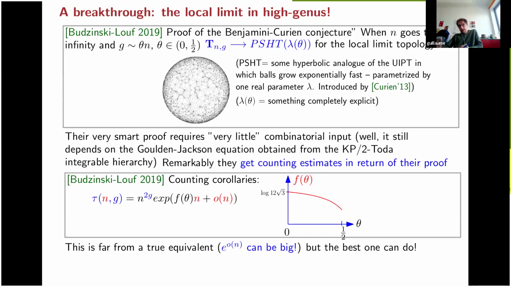Okay, so now, what is the next step? And this is what I'm talking about, and these are in fact the new results in this talk. So here I told you about the local behavior in high genus. The next thing to look at is the global behavior in high genus. As I said, you expect things to be logarithmic, because if balls grow exponentially, then objects should have logarithmic diameter. And this is exactly what we prove.